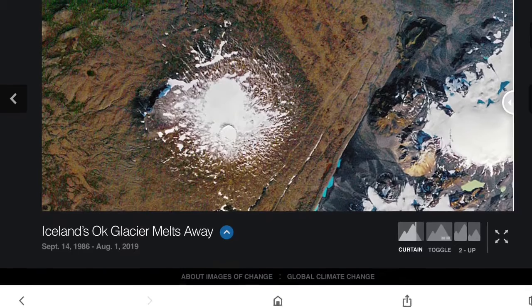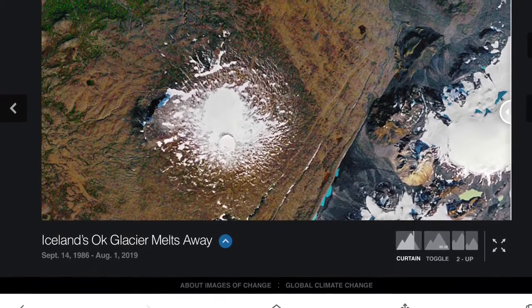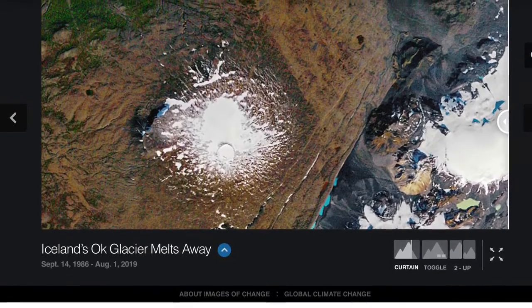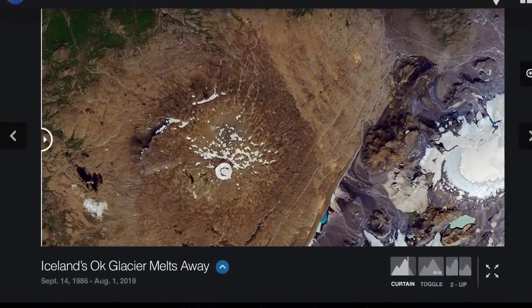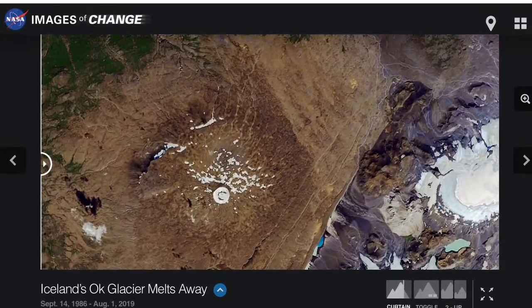The OK Glacier in Iceland is another example of climate change. Between 1986 and 2019, a period of 33 years, the glacier has almost completely melted away.